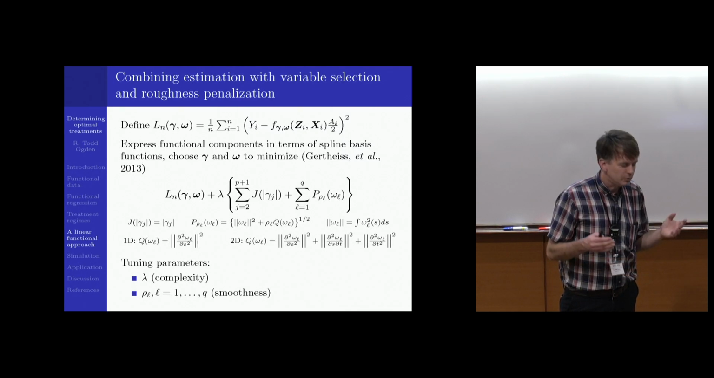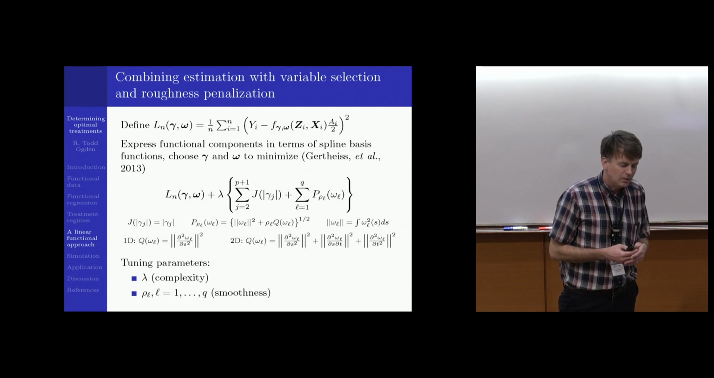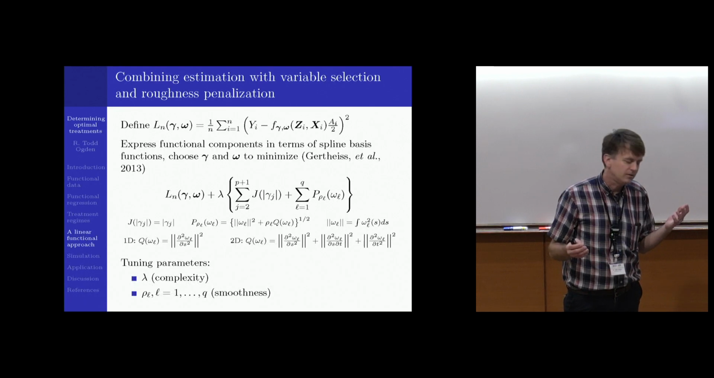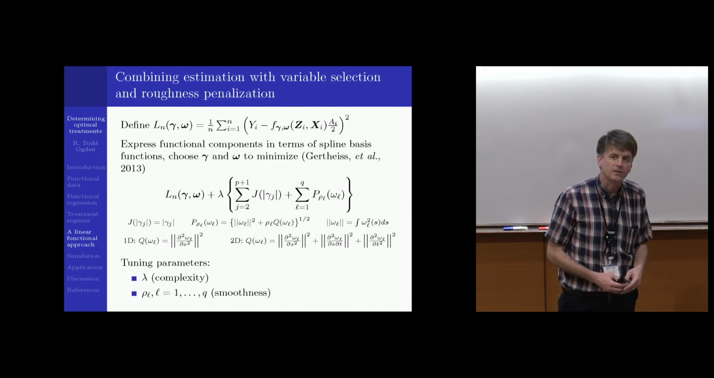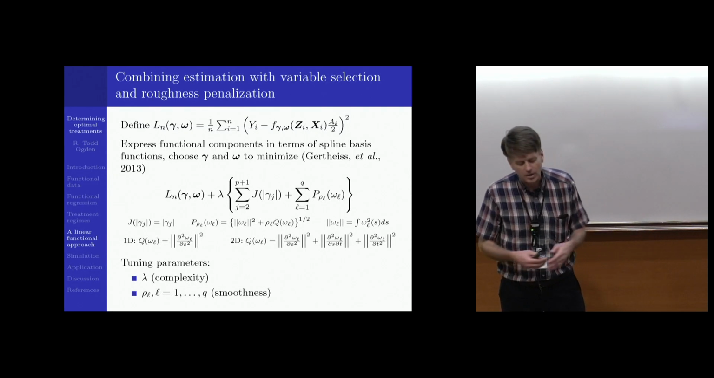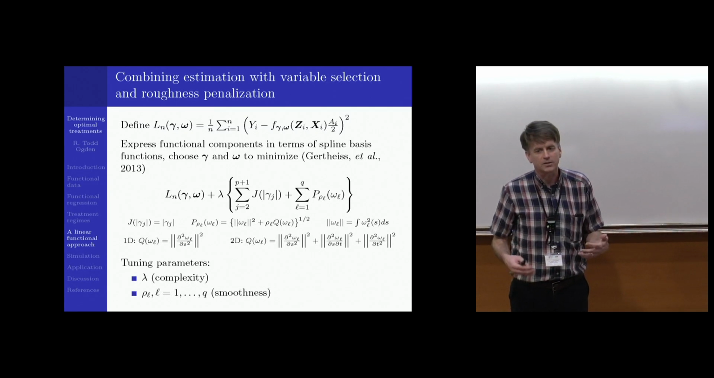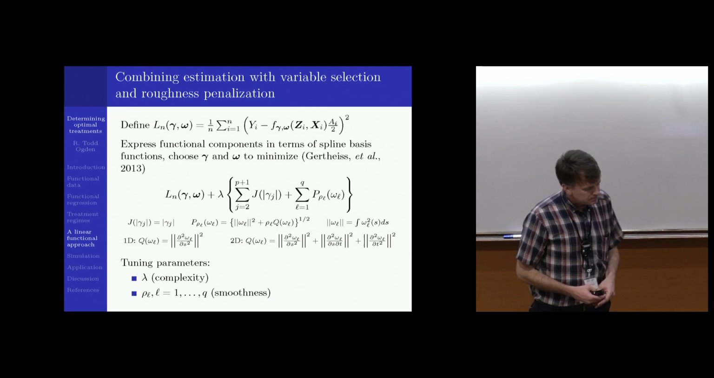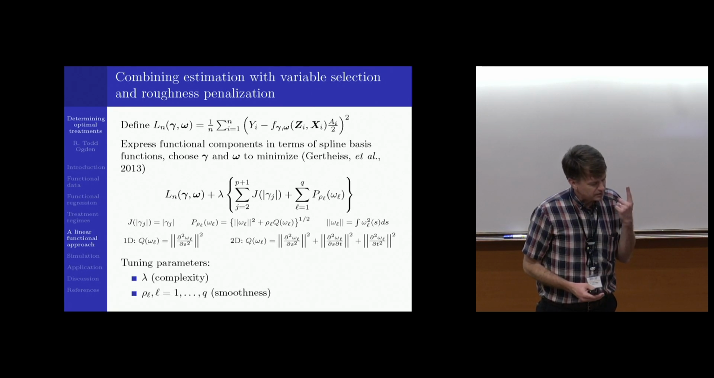Okay, but now we want each functional predictor either to be predictive or not be predictive. I don't really want to say the first half is not predictive, or actually that'll come automatically. But I want to do variable selection for the functional data as well. And so, before I go on, there are two tuning parameters.